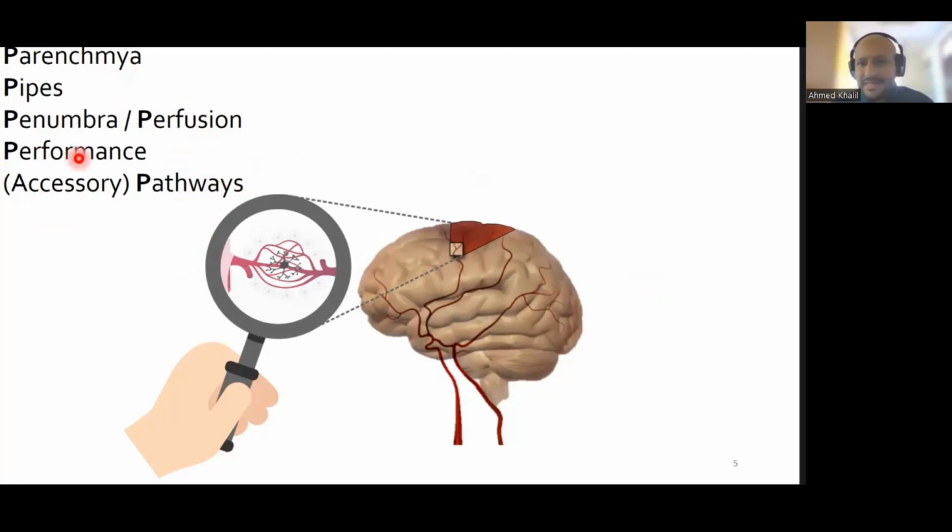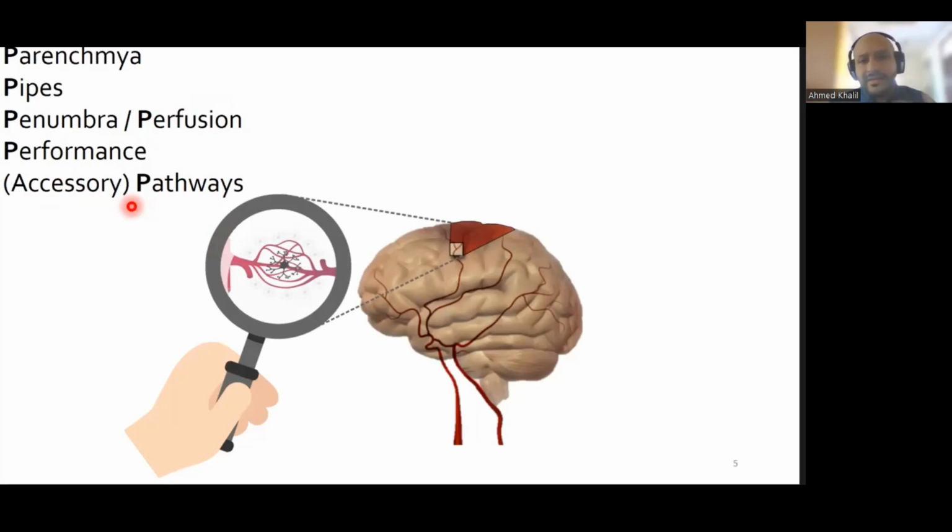So the first P is the parenchyma. The second is the pipes. The third is penumbra or perfusion. The fourth is performance or function, basically. And the fifth is pathways, accessory pathways. And we'll be talking about each of these separately in a moment.